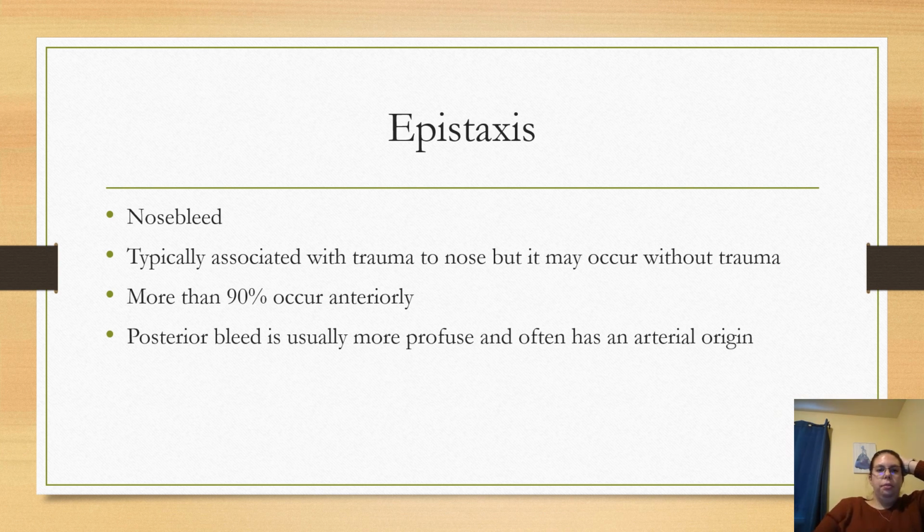Epistaxis, like I said, nosebleed, typically occurs with trauma to the nose, but it may occur without trauma. More than 90% occur anteriorly. The posterior bleeds are usually more profuse and have an arterial origin. And please stop people from plugging their nose and walking around like this. It's like, no, that's not a good idea. You want to pinch right at the bridge of the nose and lean slightly forward, and you can put some ice on the nose as well. Afrin is also a medicine that we use sometimes to stop nosebleeds.